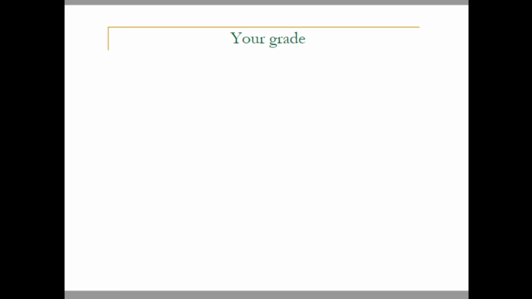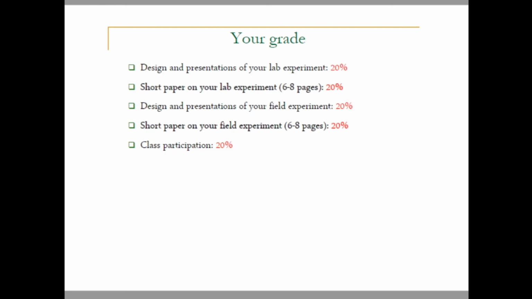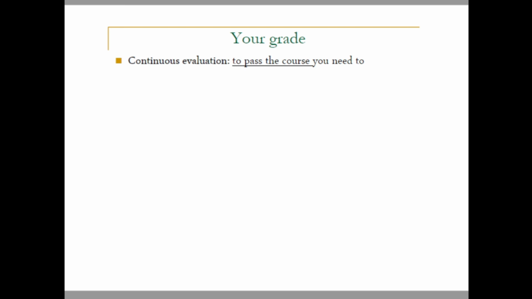I know that your grade is very important for you, so I'm going to tell you how your grade will be made. In this course, you will have to design and present your laboratory experiment. This will be 20% of your grade. Another 20% will be the short paper that you will have to write on your lab experiment, and the same for the field experiment: 20% for the design and presentation of your field experiment, and 20% for the short paper on your field experiment. The last 20% will depend on the designs you will have to do in the practice sessions. In order to pass the course in the continuous evaluation, you will have to present your own experiments and give me your short papers.